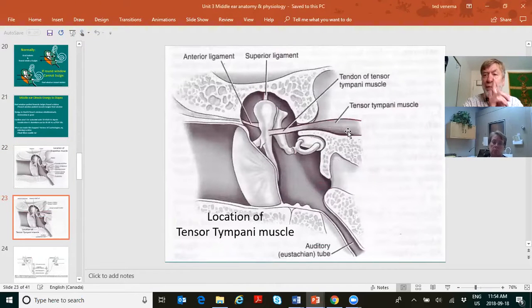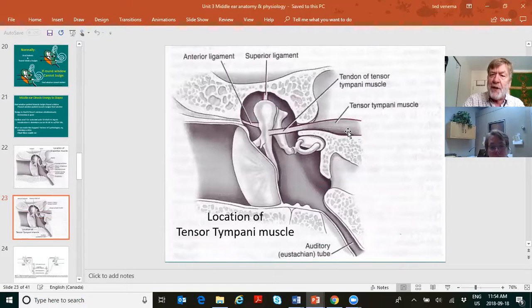the tensor tympani muscle is connected, or we call innervated, by the 5th cranial nerve. Now the 5th cranial nerve is partly a sensory, partly a motor nerve. Okay, it deals with facial feeling, and it splits into 3 parts. It has a motor portion, but it's weaker.